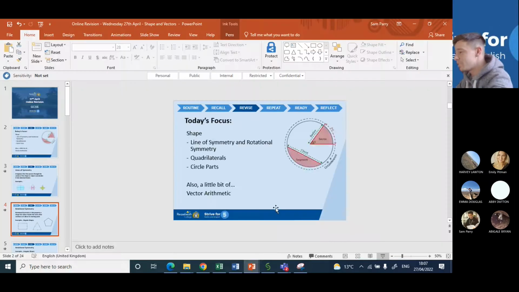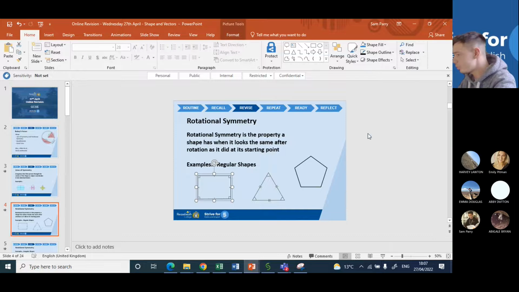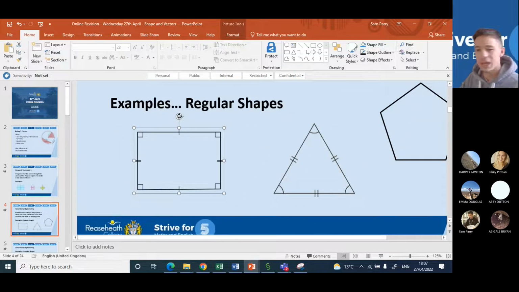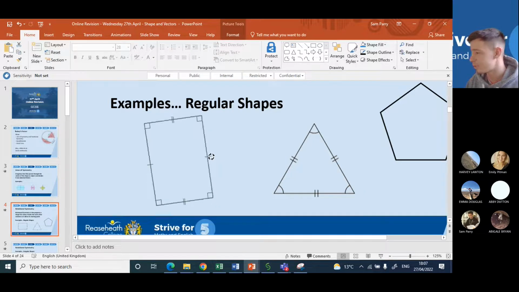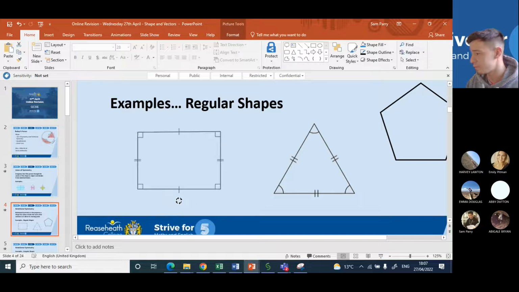If I come off of this page here and zoom in, hopefully you guys can see, if I rotate that rectangle, it will look the same twice. So I've started the rotation. Okay, it doesn't look the same, no. There's once with a half rotation, and then we rotate it once again, back to the start, twice. So the rectangle has a rotational symmetry of 2, okay?